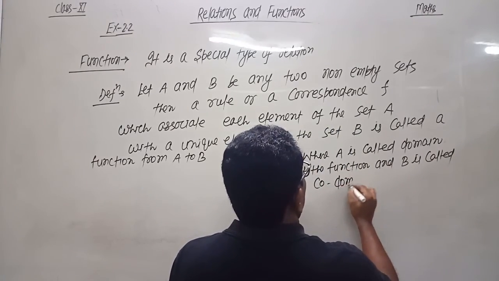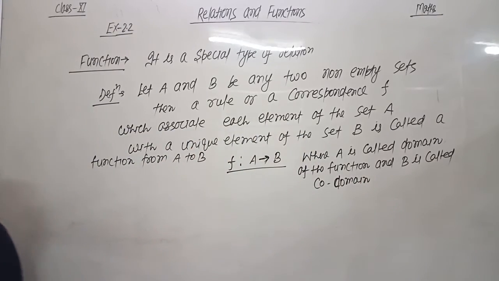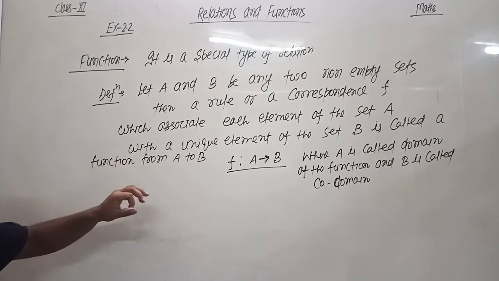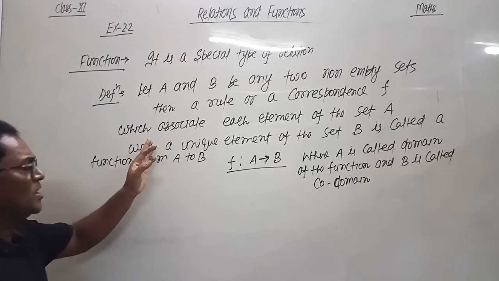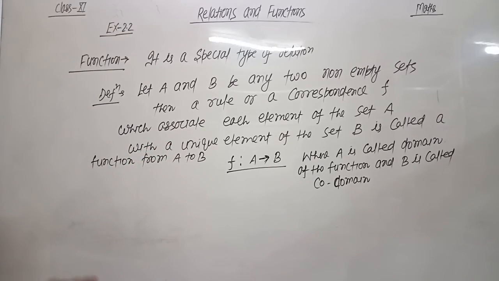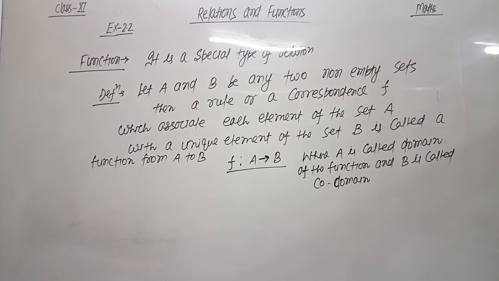B is called the codomain of the function, where A is called the domain of the function and B is called the codomain. So it is a special type of relation. If A and B are two non-empty sets, then a function is a rule or a correspondence f which associates each element of the set A with a unique element of the set B. It's called a function from set A to B.